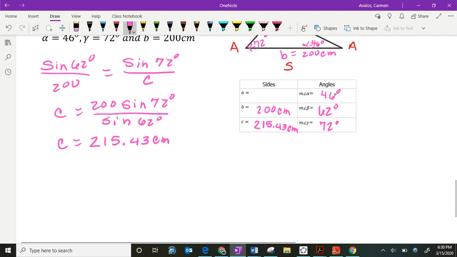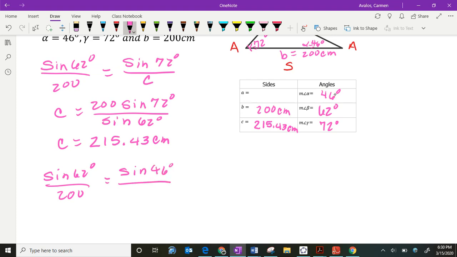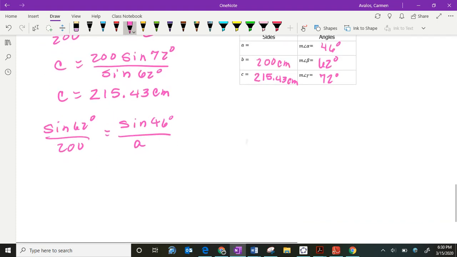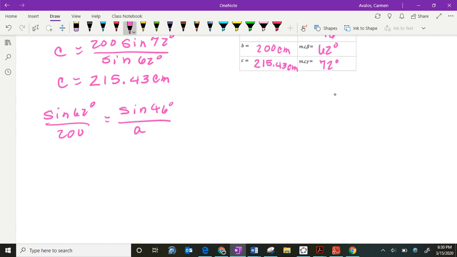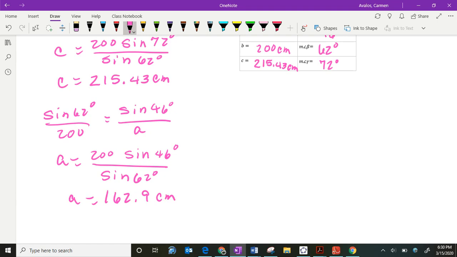So we do the same thing that we did before, sine of 62 over 200. But this time I'm going to do 46, so that's going to be over A. And then you do the cross multiplication, and you get A is equal to 200 sine of 46 all over sine of 62. And it turns out that A is going to be 162.9 centimeters.